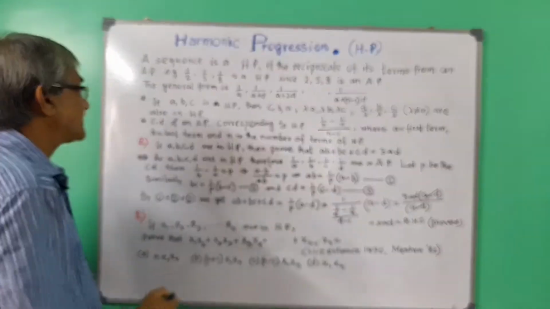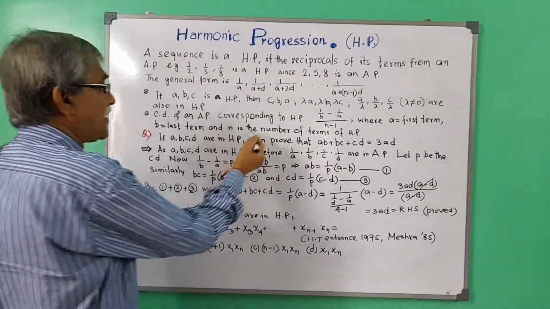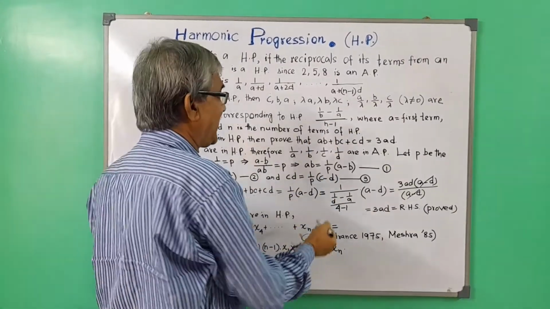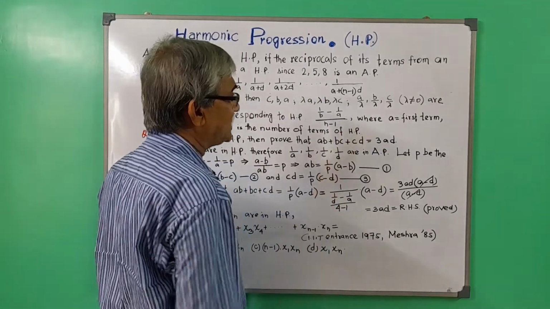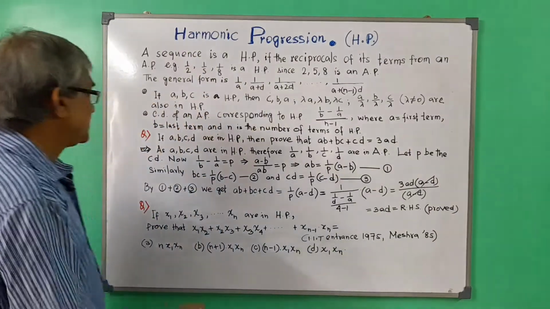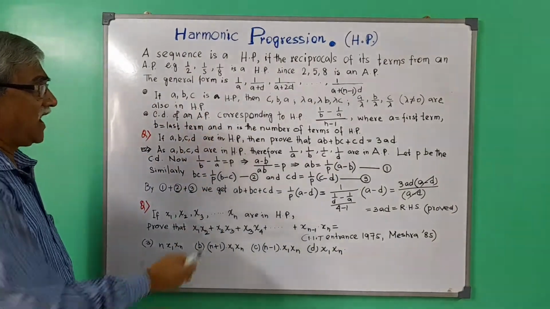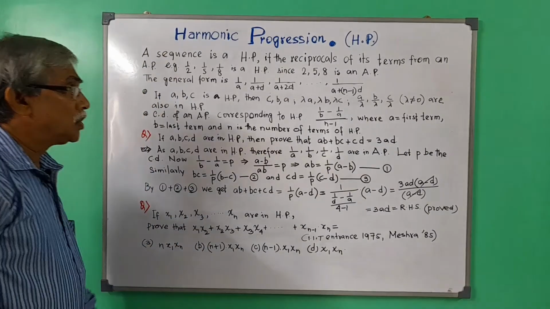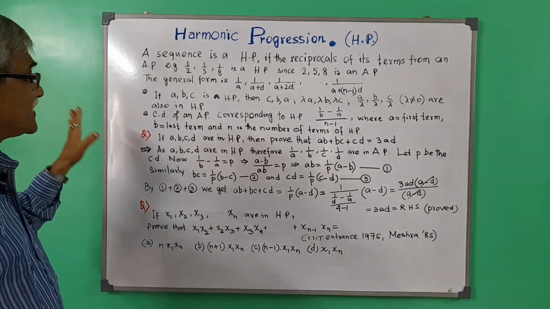CD means the common difference of the AP corresponding to the HP. It will be (1 by B minus 1 upon A) whole divided by (N minus 1), where A is the first term, B is the last term, and N is the number of terms of the HP. So this is all about the fundamentals of it.